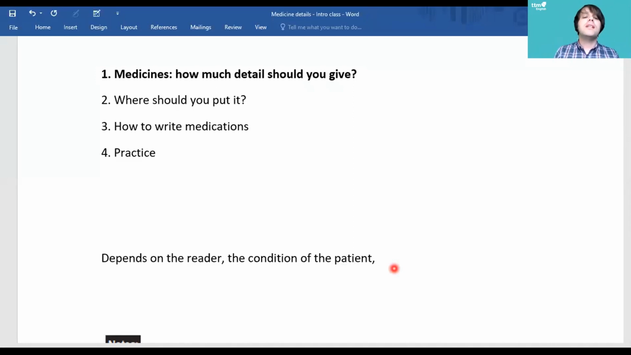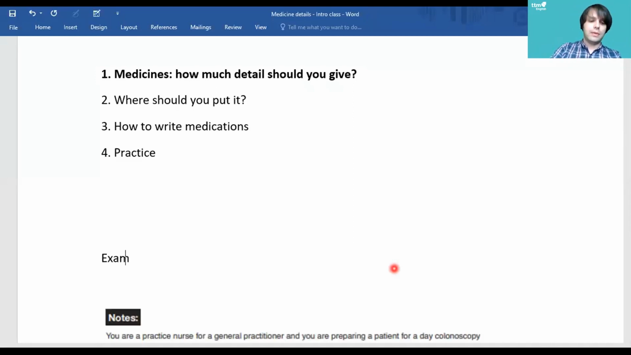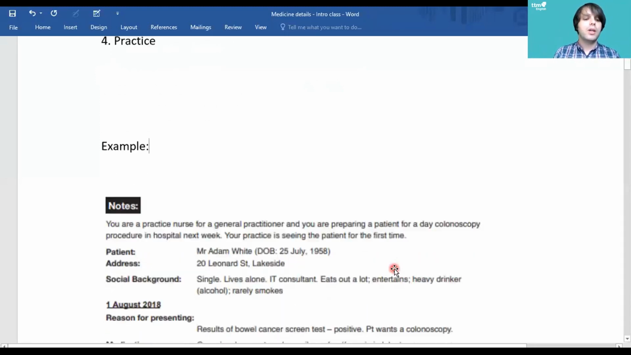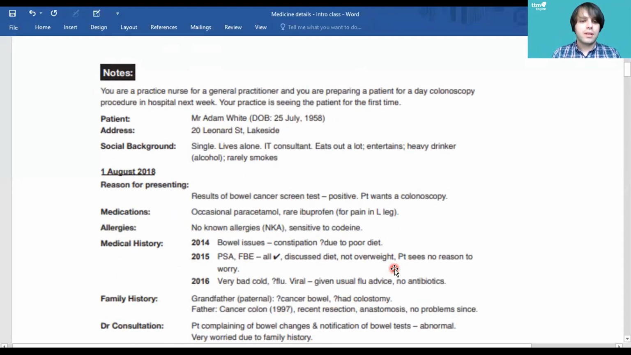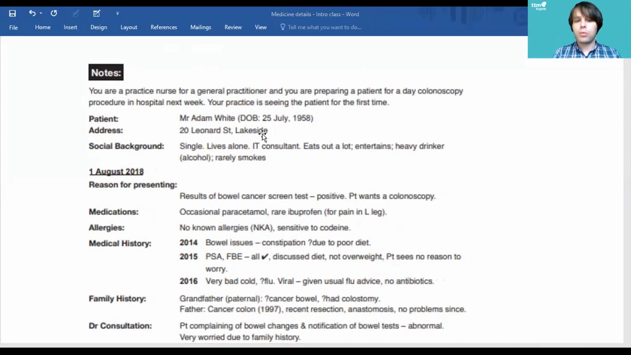So how can we deal with this problem? Let's start off with an example. Here we have, who is this? Nukba or Fayal, what's the name of the patient? Adam White. It's Adam White.